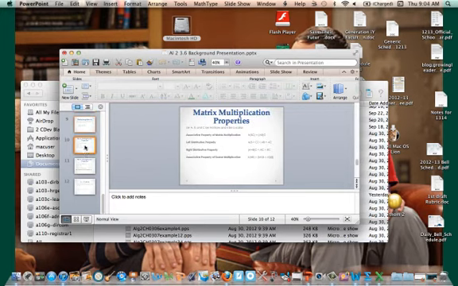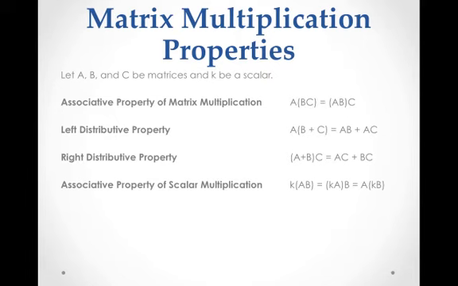Let A, B, and C be matrices and K be a scalar, so just a regular number. The associative property holds for matrix multiplication. If you want to multiply three matrices together, A, B, and C, you can do B times C and multiply by A on the left there, or you can do A times B and multiply by C on the right, but you can't change the order in which they are written.